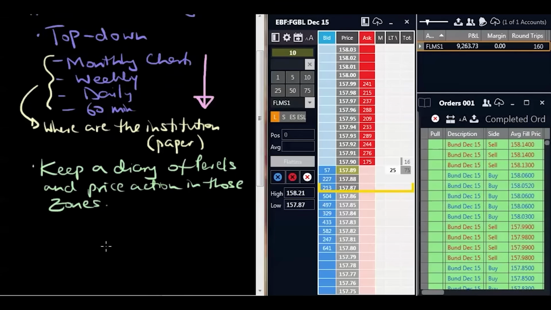In the next video, we're going to actually look at when a market got to a very specific area and how it auctioned off of it. We'll take a look at that in a second.